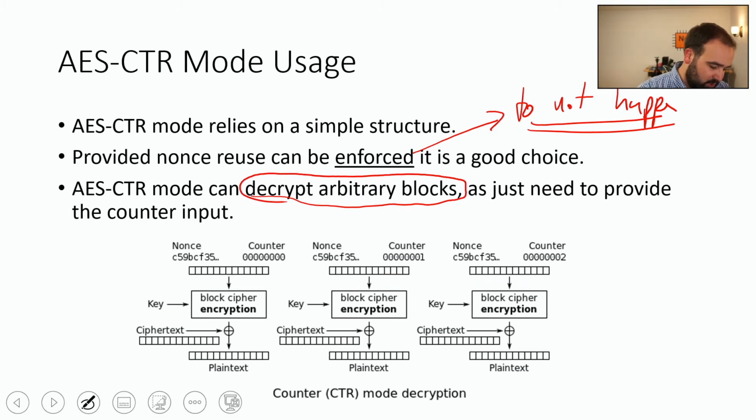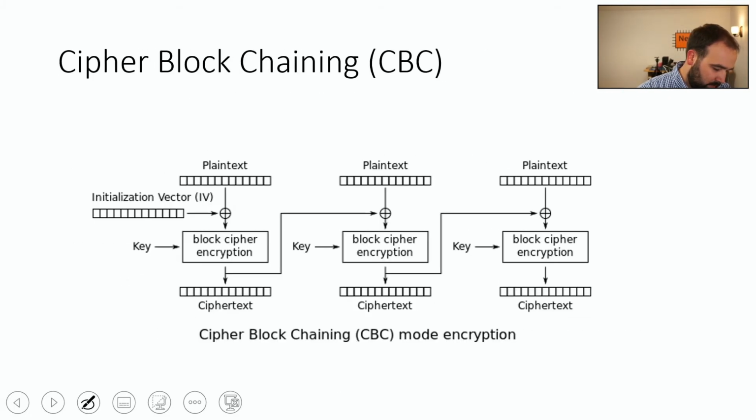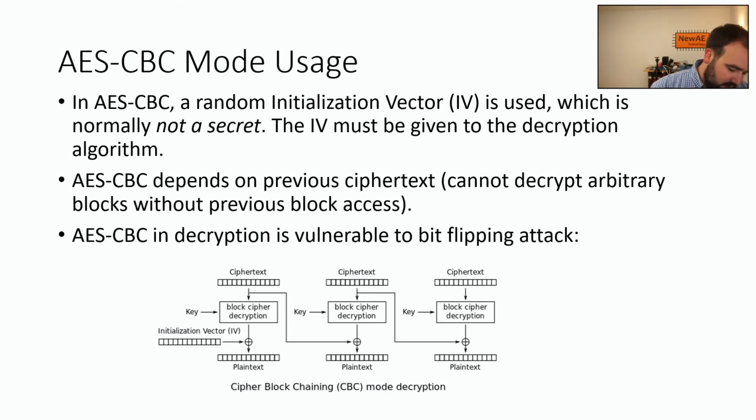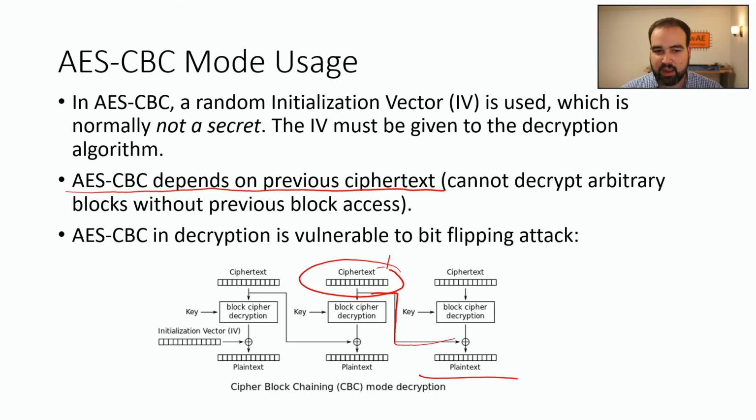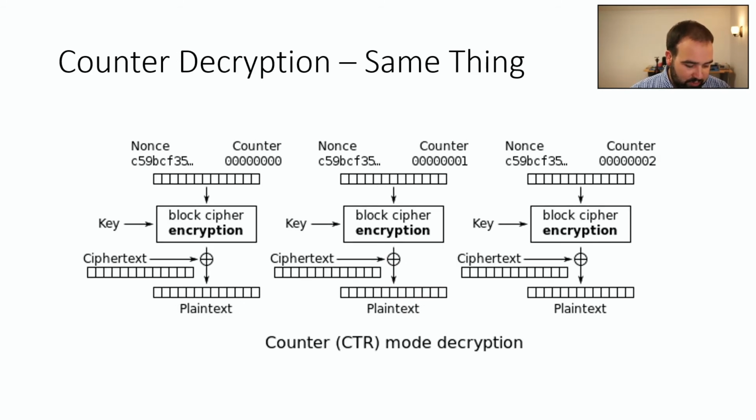If we look back at CBC mode, one disadvantage is that AES-CBC depends on the previous ciphertext. So with AES-CBC, you cannot decrypt arbitrary blocks without having some access to the previous blocks. What you can see is that if I want this plaintext here, it relies on the previous ciphertext, the minus one, in order to decrypt it. So you either have to have access to that ciphertext, or it has to be presented as the entire stream. That's the only disadvantage with AES-CBC mode, which of course depends on the use.